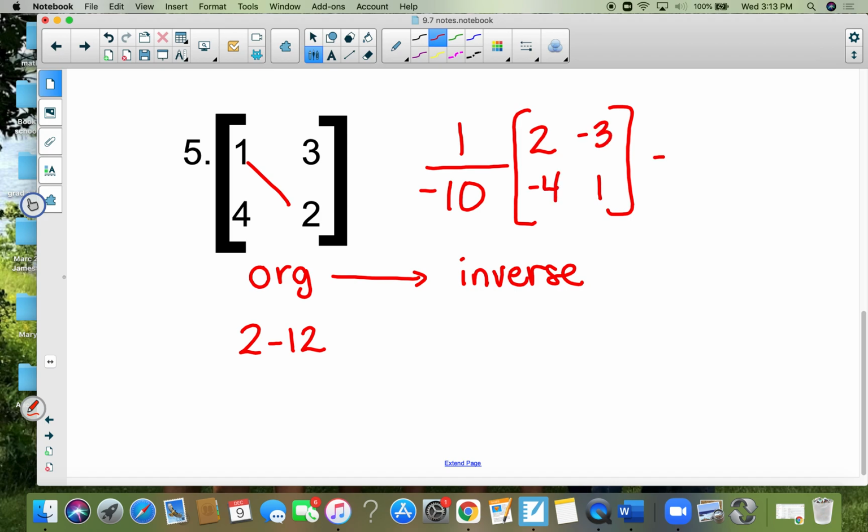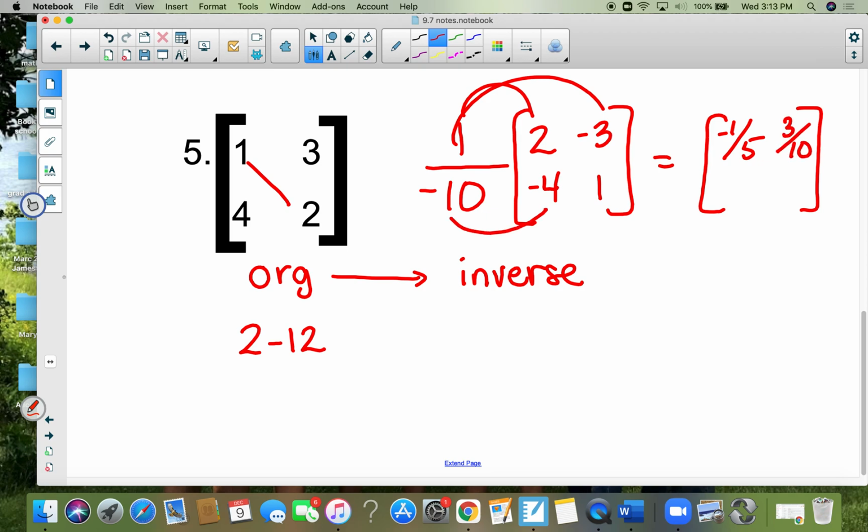And the last thing I want you to do is to distribute the -1/10. So a -1/10 times 2 is a -1/5. A -1/10 times a -3 is a +3/10. A -1/10 times a -4 is a +2/5. And a -1/10 times 1 is a -1/10.